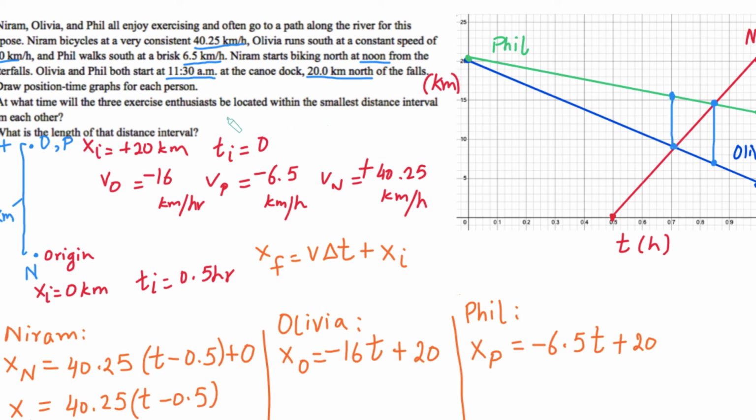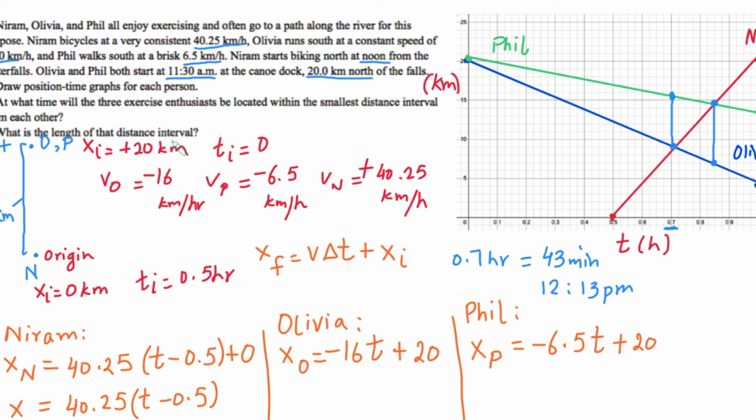So the answer for the second part about the time when the three people are closest to each other would be this option. And if we read off the value of time, it is around 0.7 hours, which is equal to 43 minutes. The time t equal to 0 corresponded to 11:30. So 43 minutes from 11:30 means this time is actually 12:13 p.m.